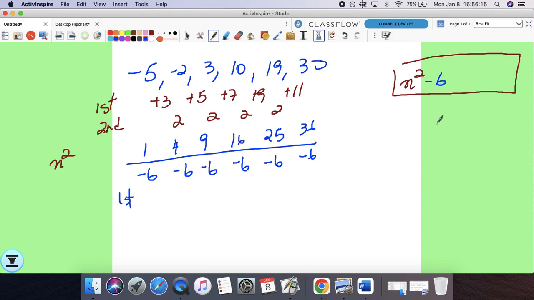Let's see if that's true. If you plug in 1, you get negative 1 squared minus 6. 1 squared is 1, minus 6, you get negative 5. I guess that works. Let's take the fifth term. The fifth term would be negative 5 squared minus 6, which is negative 25 minus 6, which is negative 31. Look at that, it works. So here is my expression.